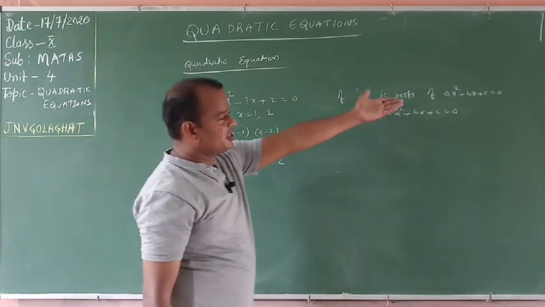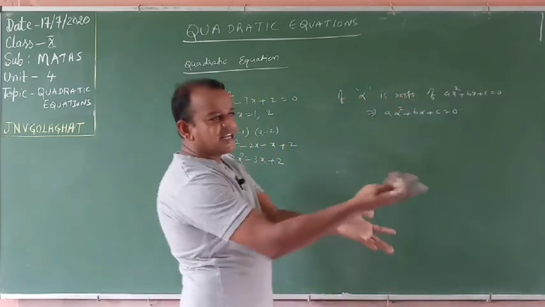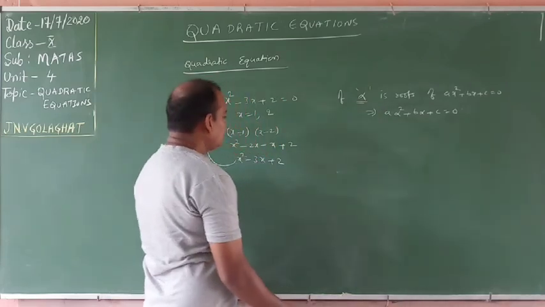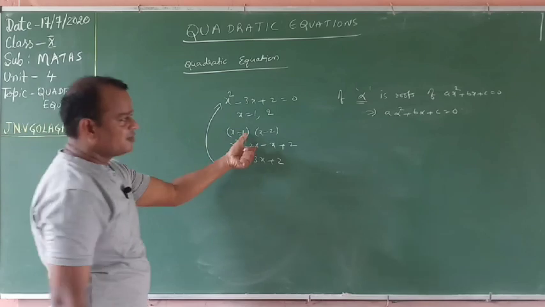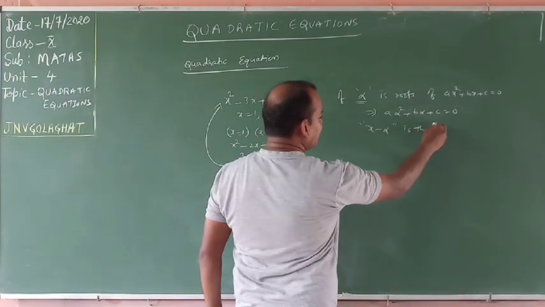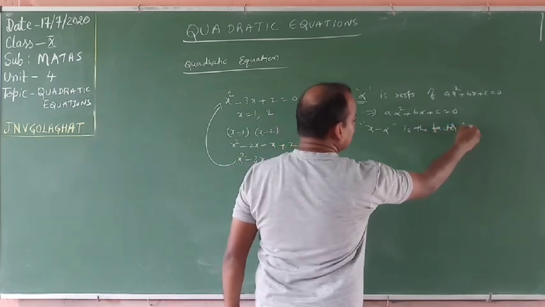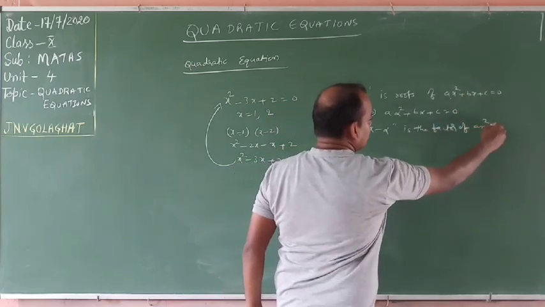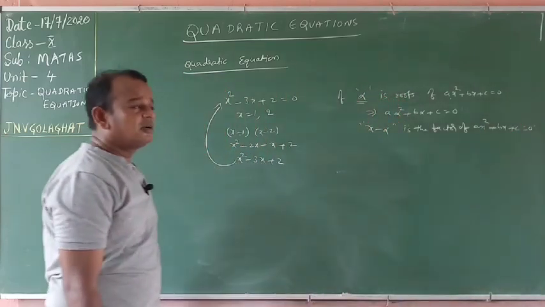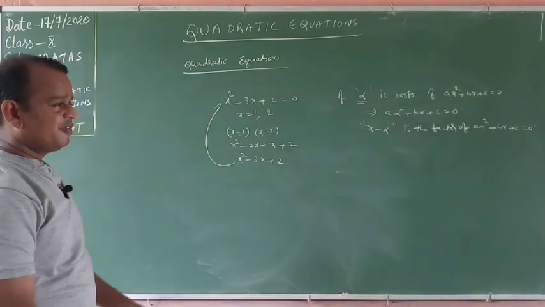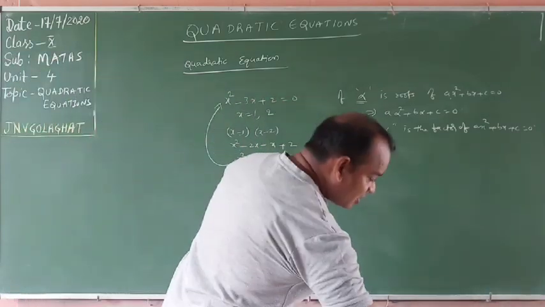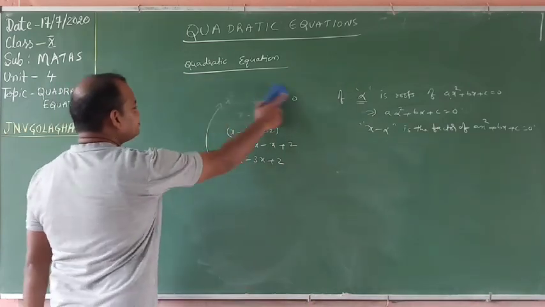Whenever alpha is a root, you can substitute it in that equation, and it must satisfy it. Root means it compulsorily satisfies the given equation. Whenever alpha is the root, what is the factor? Now if 1 is the root, what is the factor? x minus 1. Now x minus alpha is the factor of ax square plus bx plus c is equal to 0. You must remember that one: if alpha is the root, x minus alpha is the factor of the quadratic equation.